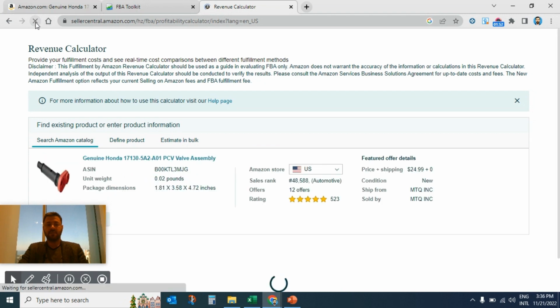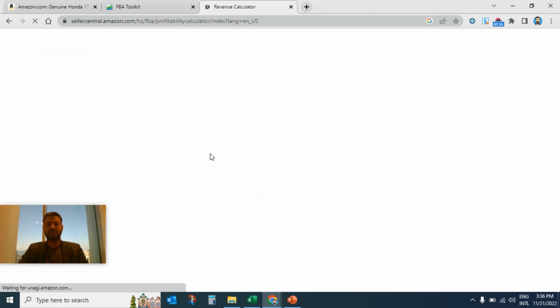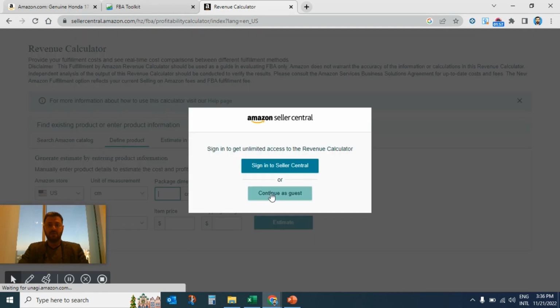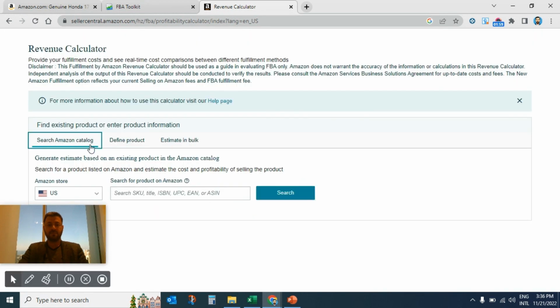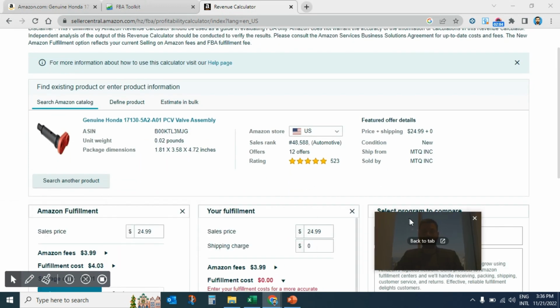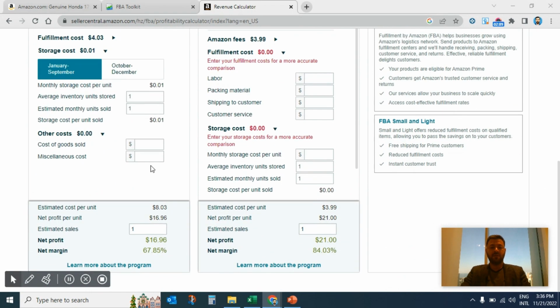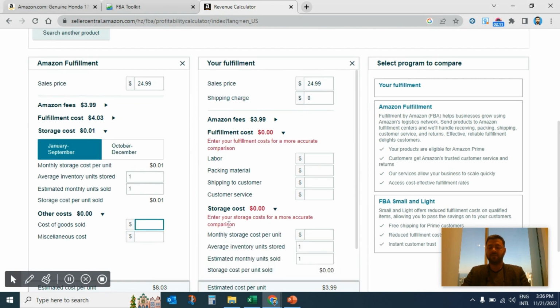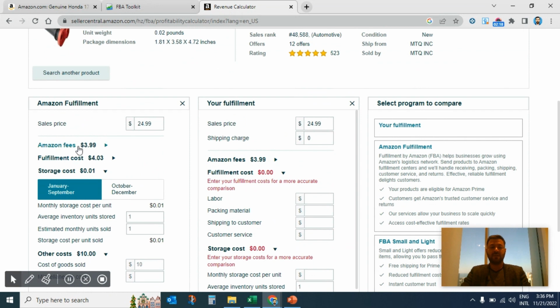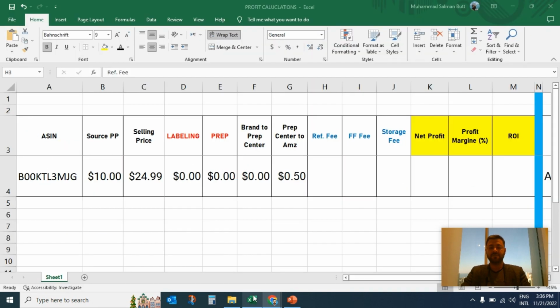So let me, okay, it's working. Okay, let me do this. I will click on search. So you can see, I will just enter here its buying cost, which I consider $10, and it will give me the referral fee, the fulfillment fee, and storage cost. And I just entered all these costs here.